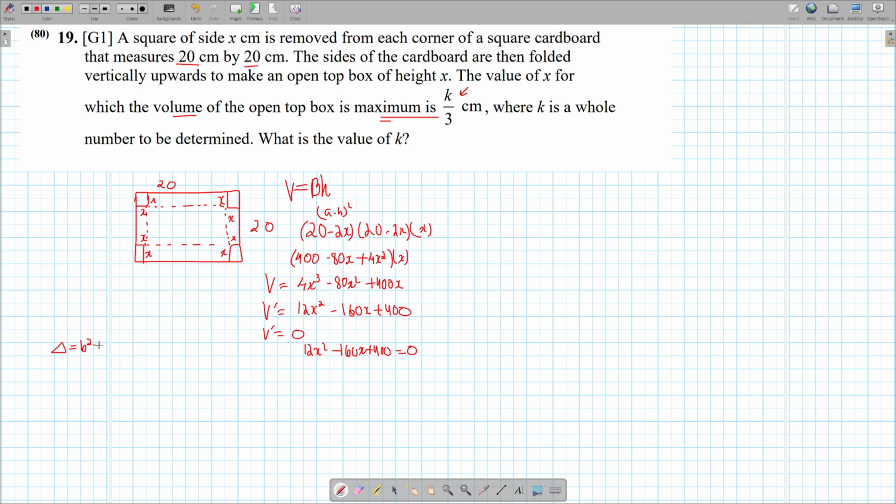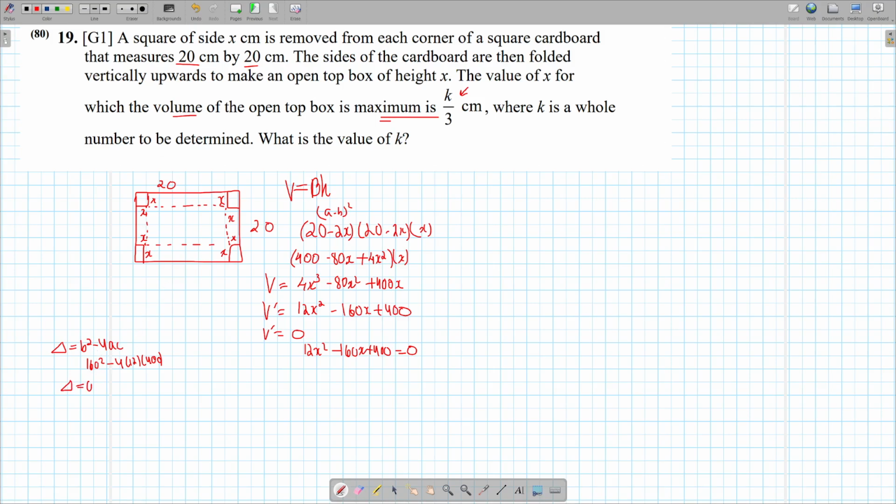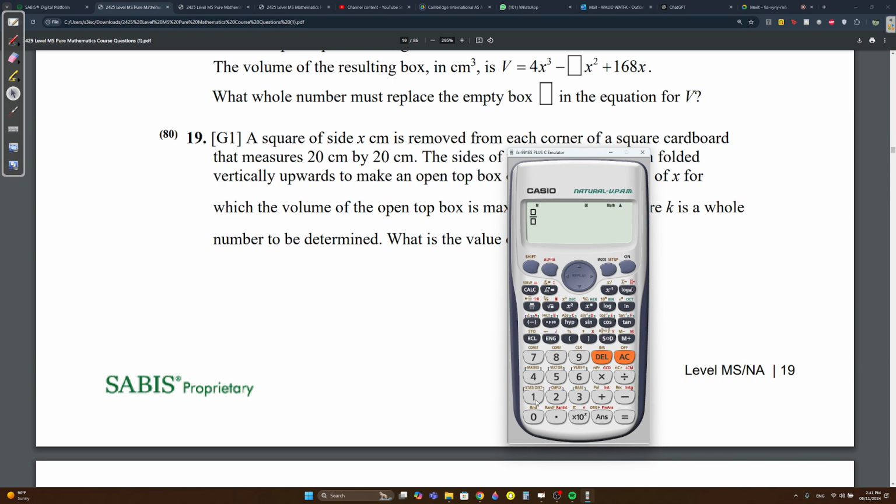Let's find delta, which is b squared minus 4ac, which is 160 squared minus 4 times 12 times 400. We're gonna do this on a calculator. 160 squared minus 4 times 12 times 400. You get 6,400. Okay, so delta is equal to 6,400. So the quadratic formula is minus b, so minus minus 160, plus minus root delta, which is root 6,400, over 2a, 2 times 12. So we're going to put this in our calculator. 160, because minus is a positive one, plus root 6,400 over 2 times 12. So our first solution is x equals 10.